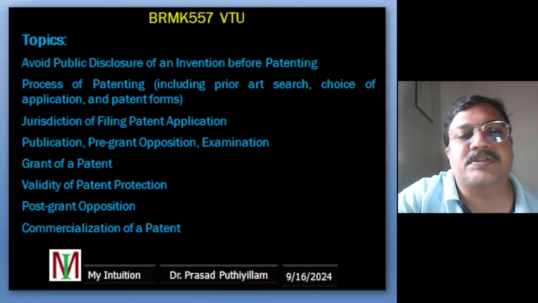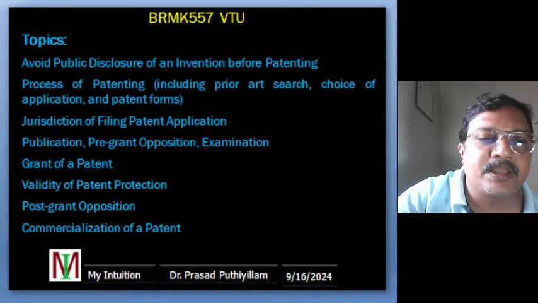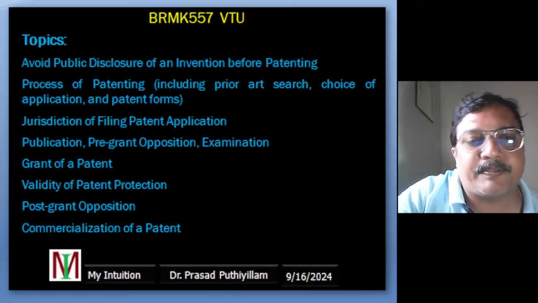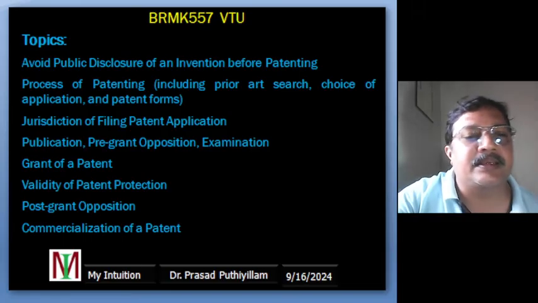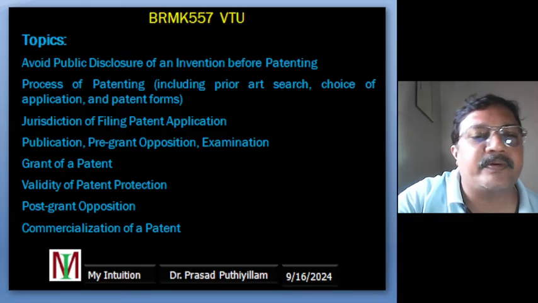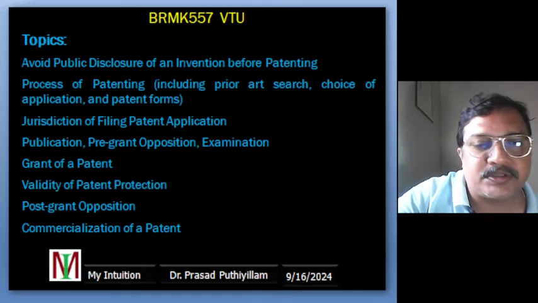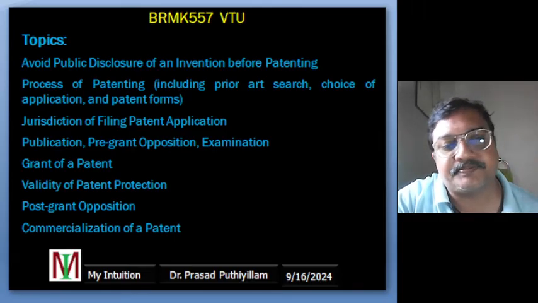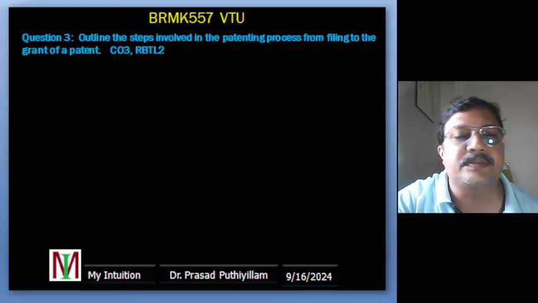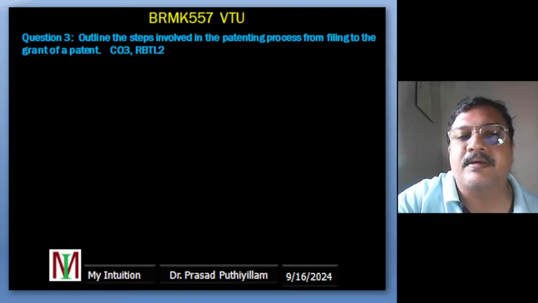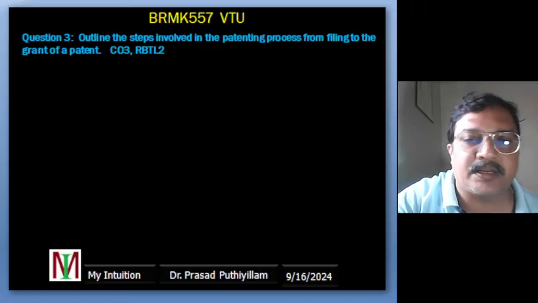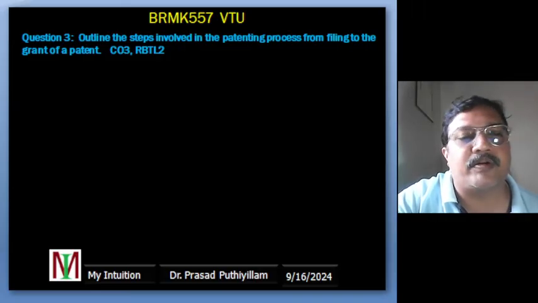Process of patenting, which includes the prior art search, choice of application, patent forms, jurisdiction of filing patent applications, publication, pre-grant opposition, examination, grant of a patent, validity of patent protection, post-grant opposition, commercialization of a patent. If that question is framed, outline the steps involved in the patenting process from filing to the grant of a patent, connecting to course outcome 3 with a level of 2. Okay, so the answer scheme: prior art search.